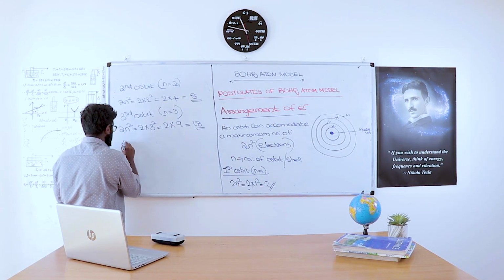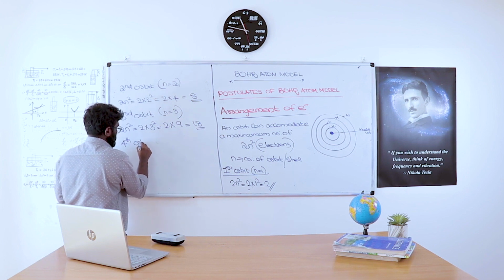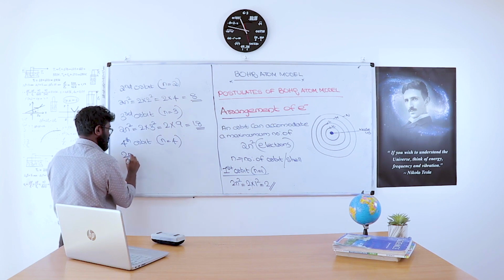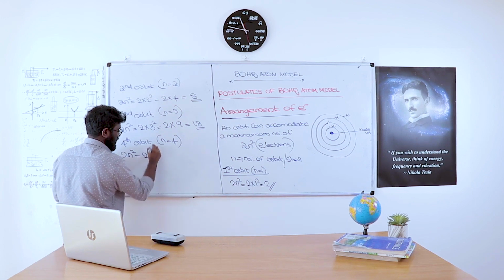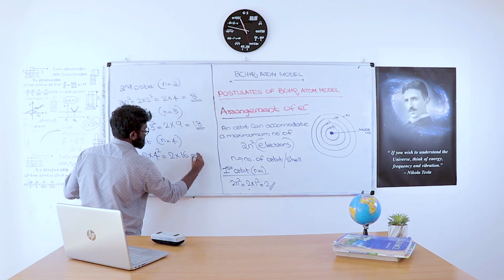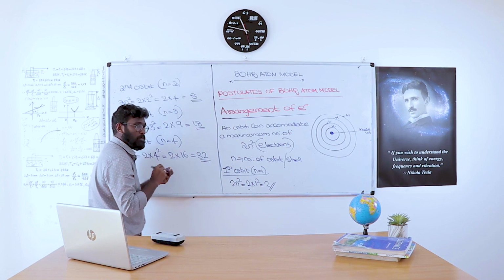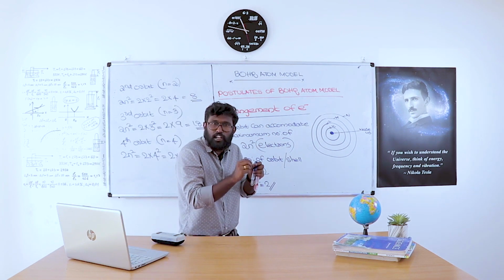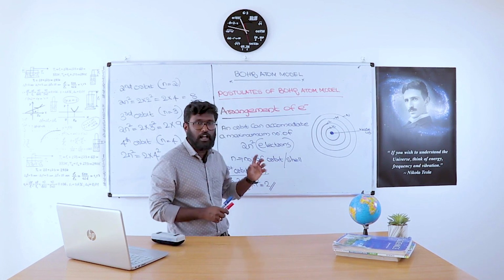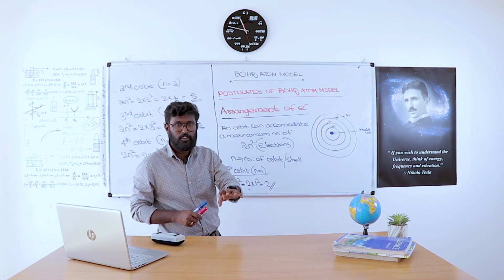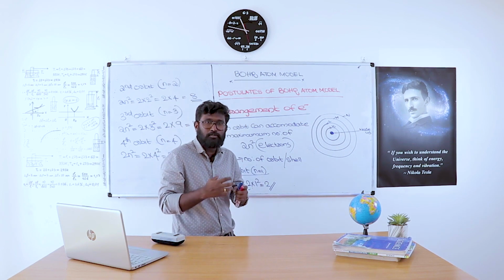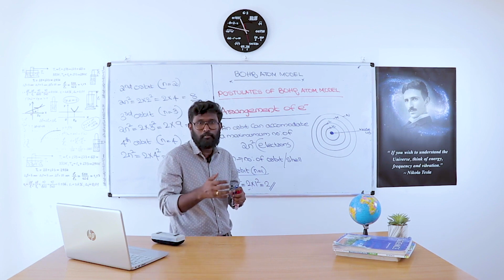What about the fourth orbit? n is equal to 4, so 2n square is 2 into 4 square, that is 2 into 16, which is 32. A maximum of 32 electrons can be accommodated in the fourth shell. This is the rule of accommodating electrons in the shells. There is also another rule: for the outermost shell, we can accommodate a maximum of 8 electrons, which we can discuss in the part on valency.